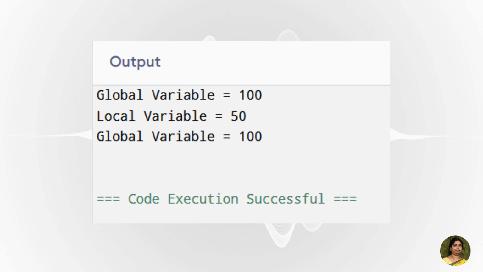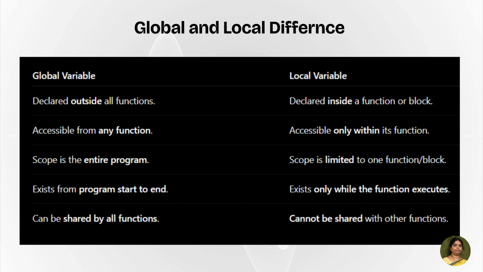The output will be 100 for the global variable and 50 for the local variable. A global variable is declared outside all functions, a local variable is declared inside the function. A global variable can be accessed from every function in the program, and a local variable is accessible only within that function or block. A global variable exists throughout the program execution, and a local variable exists only while the function is running. If you want, I will tell you an easy trick to remember.